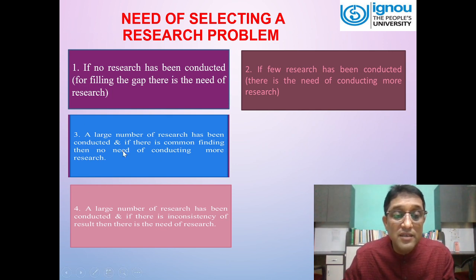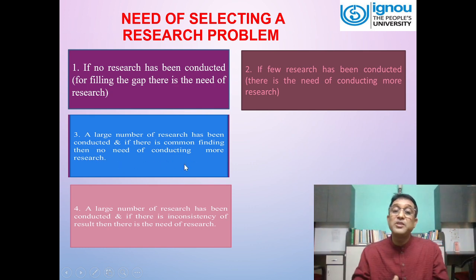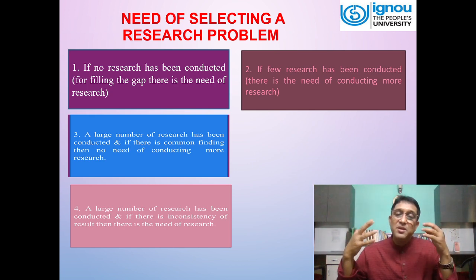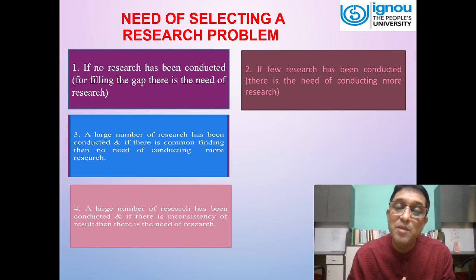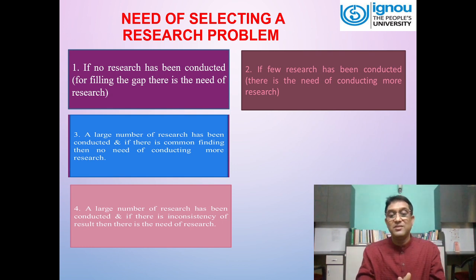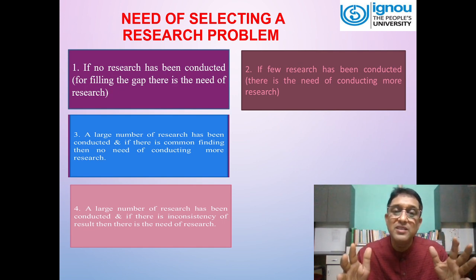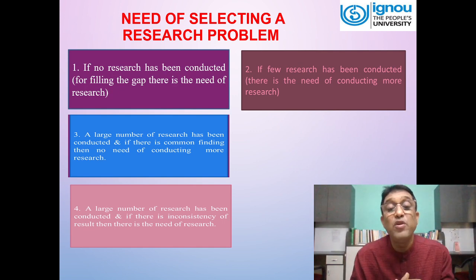In the third criteria, you see, a large number of research has been conducted, and if there are common findings, then there is no need of conducting more research. Large number of studies, hundreds of studies, 500 studies have been conducted in one area, and there are common findings. Among these researchers there is unanimity, or you can say there is consensus about the findings, there is agreement about the findings.